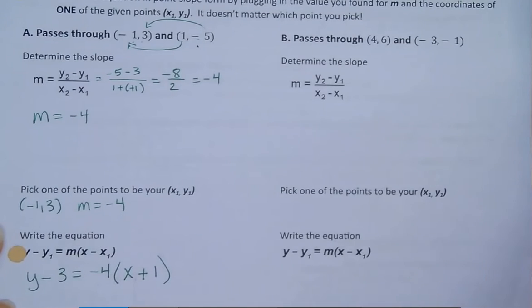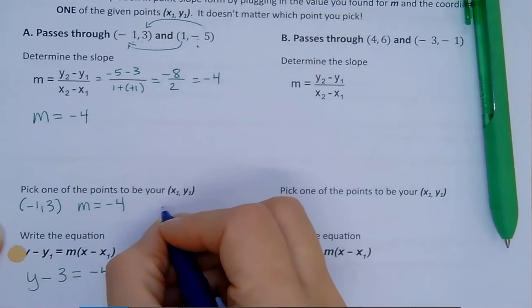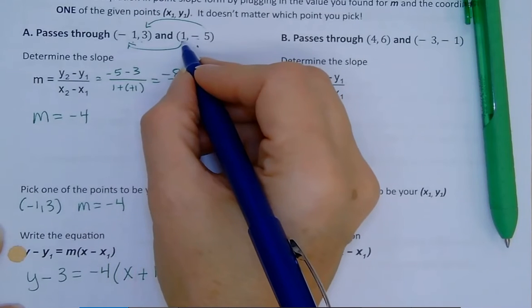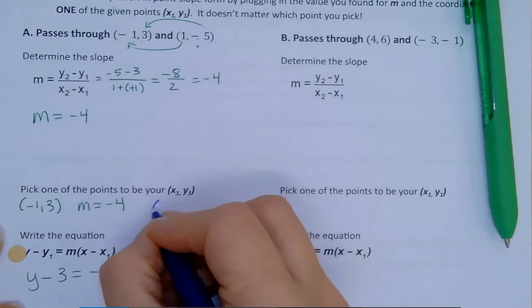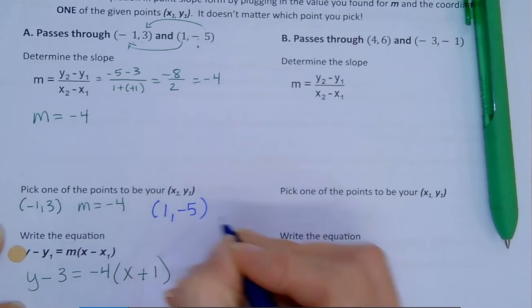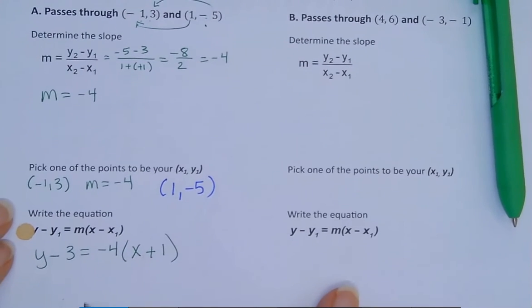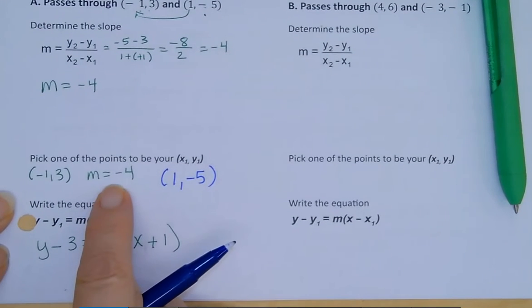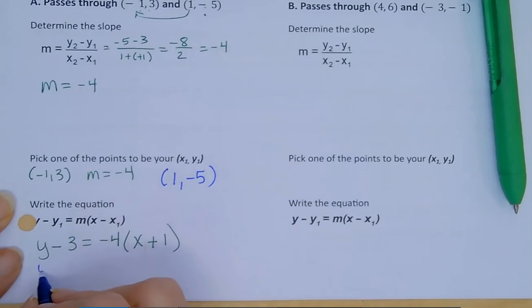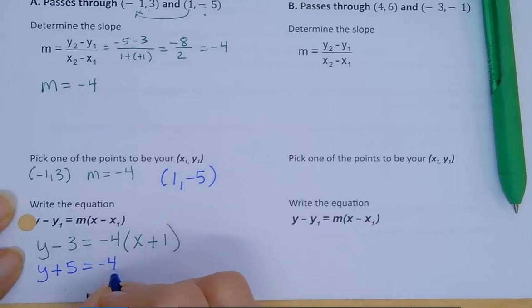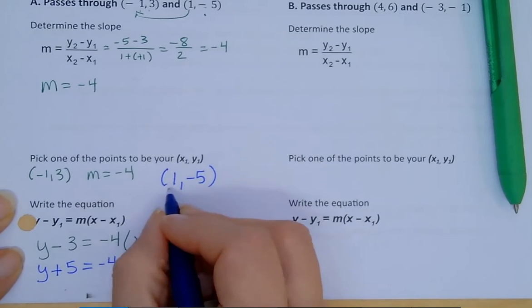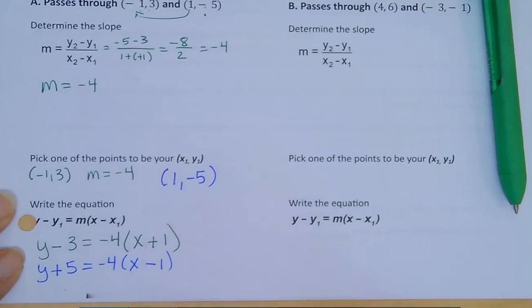Right? So if I wanted to do the second line, the second point, so the second equation, my second point is 1, -5. So just look and see, it's going to look different. Still the same slope, we calculated that already, right? So I want y minus -5, that's going to be y plus 5. It equals my slope, -4, times x minus, there's my x, just 1.